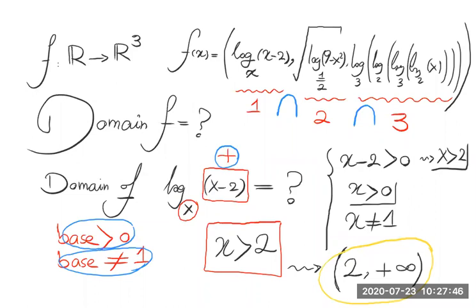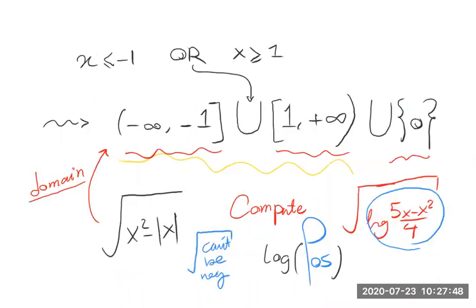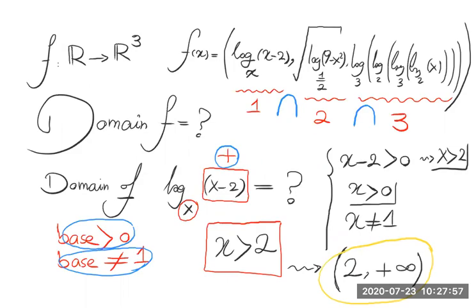Let's look at the second component. Let's erase here. Okay. So what about the second component? It's square root of log of 9 minus x squared in base 1 over 2.